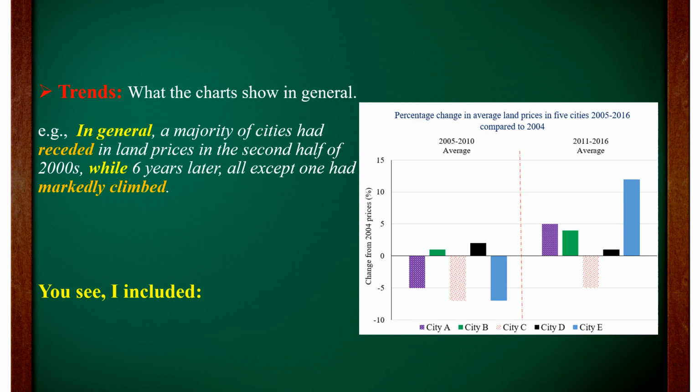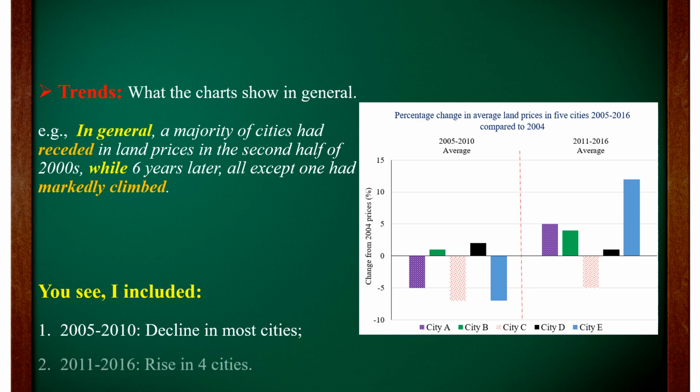Look, I firstly concluded that in the first period, land prices in most cities had dropped. Then I used the sentence connector while to contrast the rising trend in the second period in 4 out of 5 series. This is such a well-rounded trend because it covers an entire image of the chart in both periods.